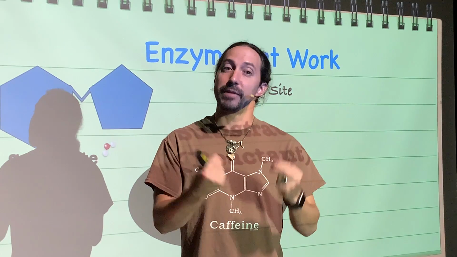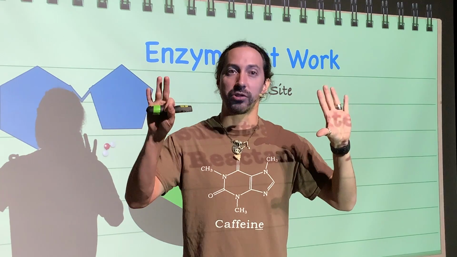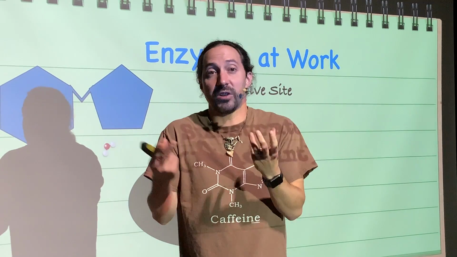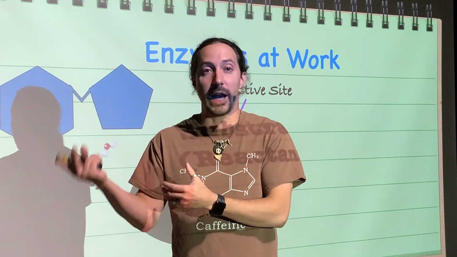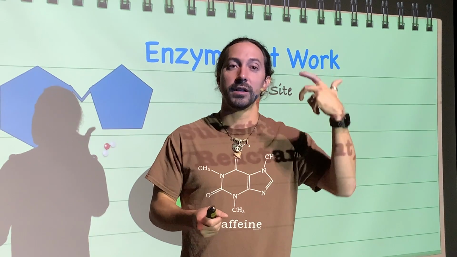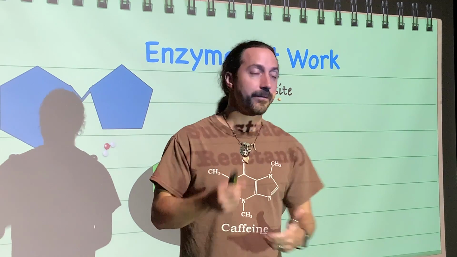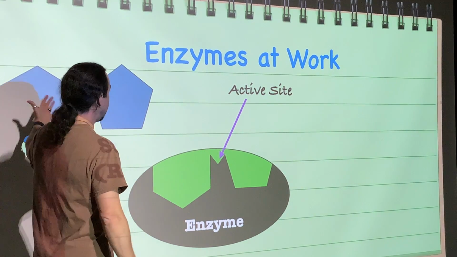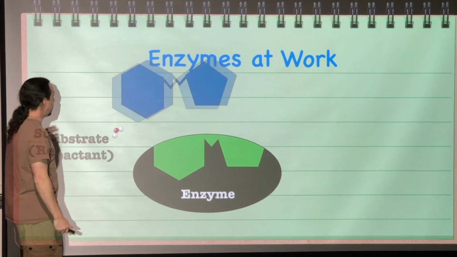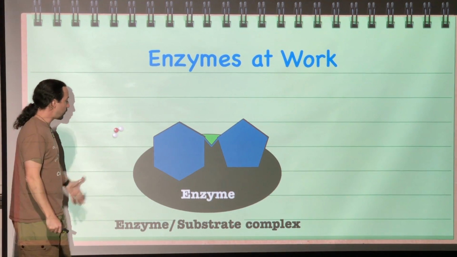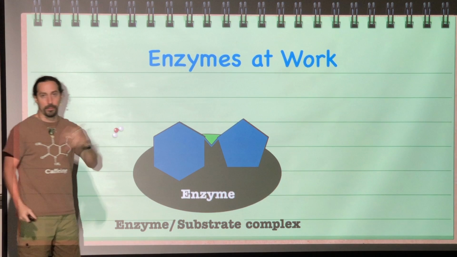This is very specific to enzyme and substrate. Specific enzymes only work for specific substrates. Different substrates are obviously going to have different shapes, which means different enzymes are going to have different active site shapes to make sure that they can accommodate a different substrate. In this case, our substrate is able to fit right into our active site. And when it does, we form the enzyme substrate complex.